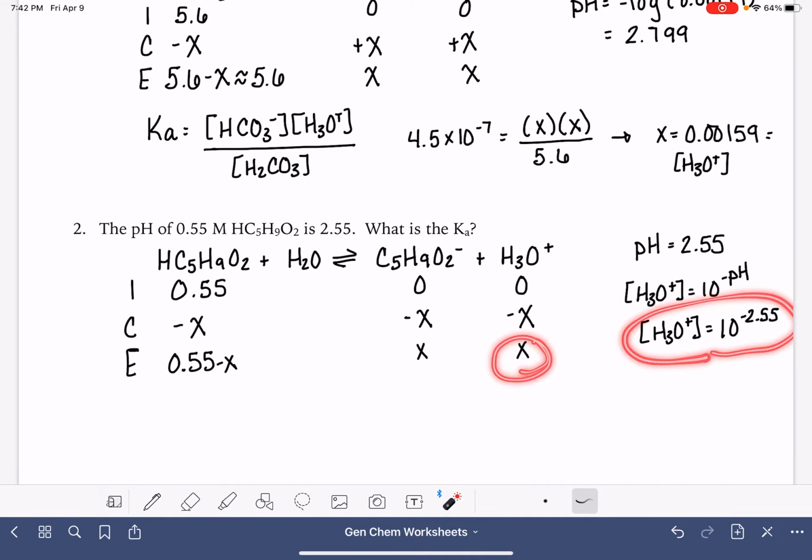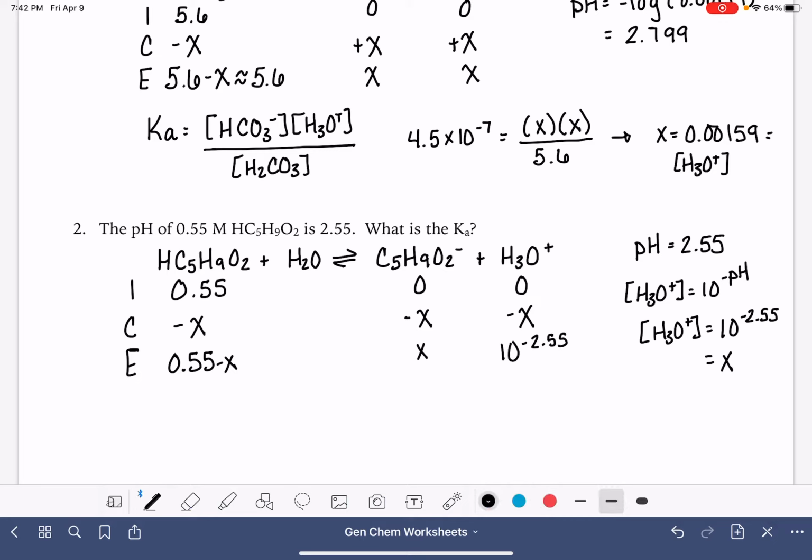So in this situation, we actually know what the value of X is. We don't need to use that symbol X in our ice table. We know that X is 10 to the negative 2.55. And that's the value of X, period. That's the value of X for all of these spots right here.